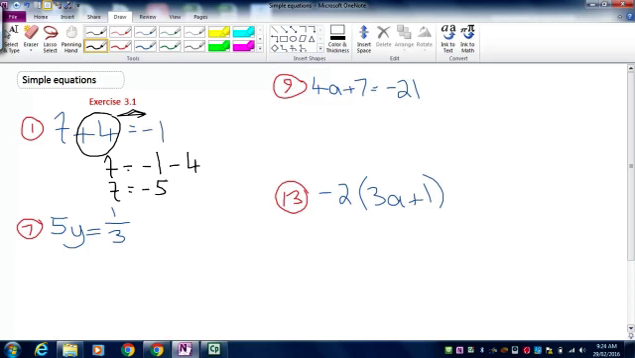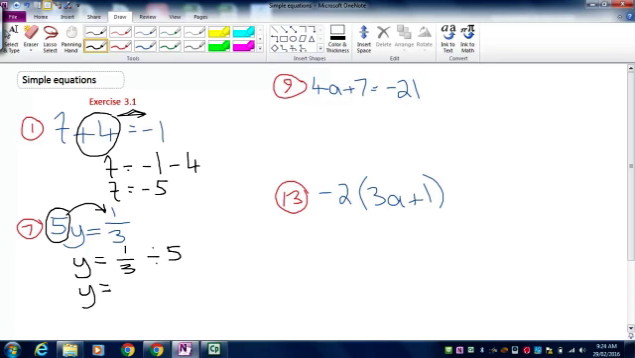For question 7, 5 is multiplying with the y. So when I move that 5 away to isolate y, the opposite of multiplying by 5 is dividing by 5. So that leaves me with a y on the left-hand side, and then 1/3 divided by 5 on the right-hand side. Now you can use a calculator to find that result, but also remember your fraction rules.